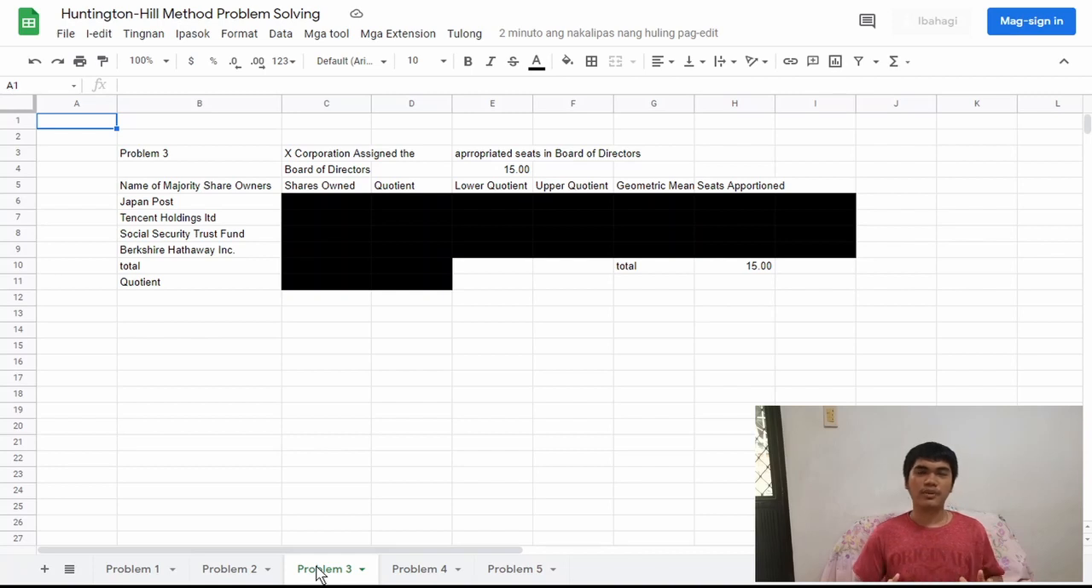So the third problem, this is divorced from politics, because in problem 3 we will compute the board of directors. The board of directors in corporation X.